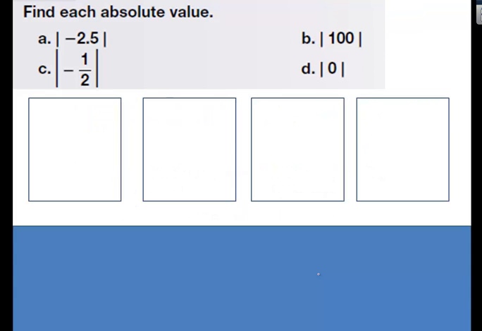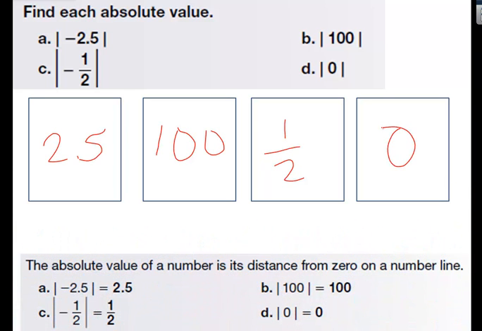So see if you can find the absolute value of A, B, C, and D. A is 2.5, B is 100, C is 1/2, and D is 0. Pretty easy stuff. You get the idea? Absolute values are always going to be a positive number.